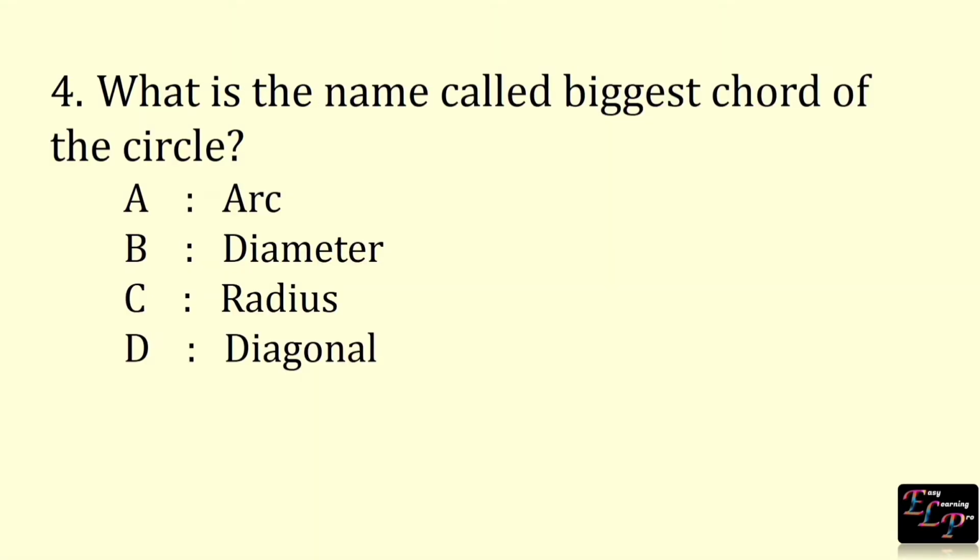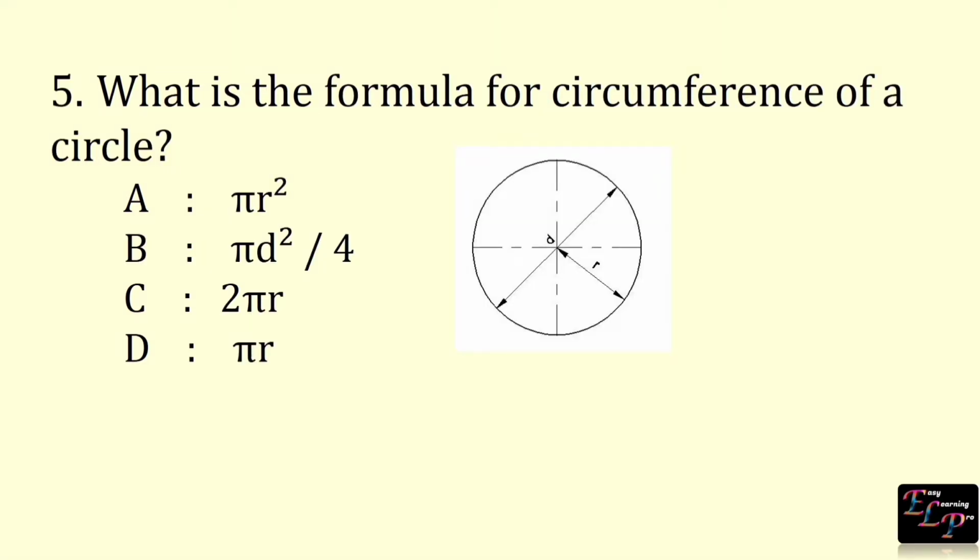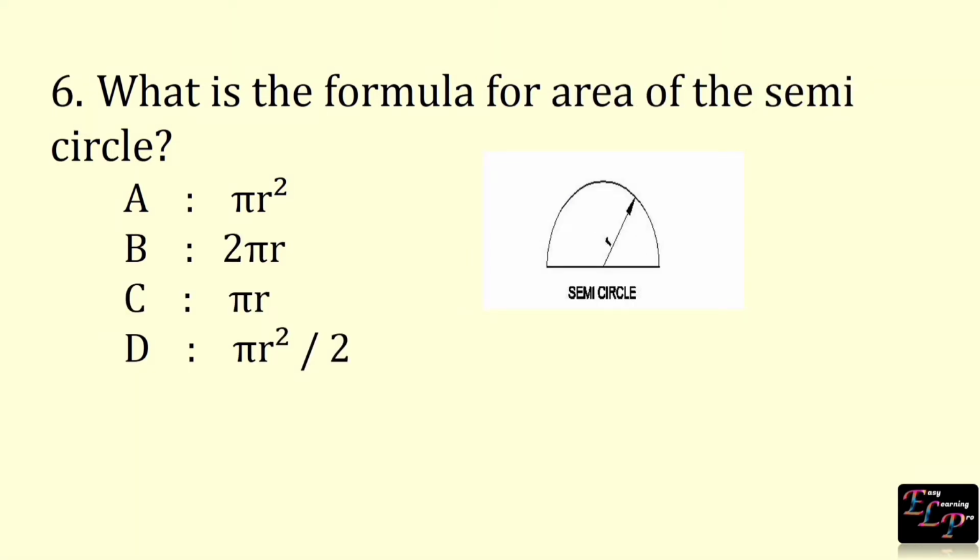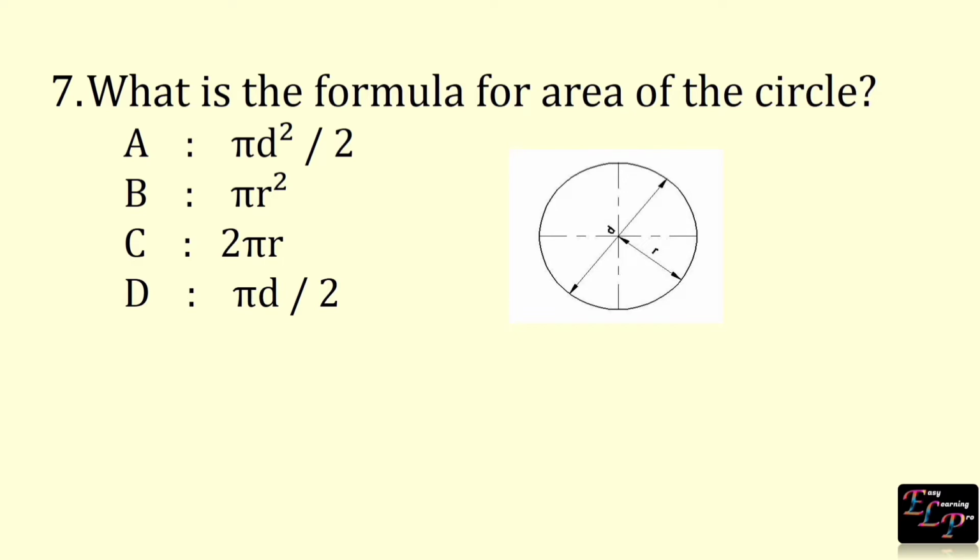What is the name called biggest chord of the circle? The biggest chord passes through center and it is called diameter. What is the formula for circumference of a circle? Answer is 2 pi r. What is the formula for area of the semicircle? Pi r square divided by 2. What is the formula for area of the circle? Answer is pi r square.